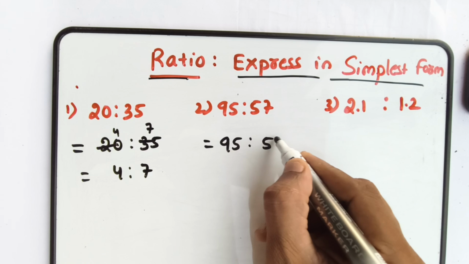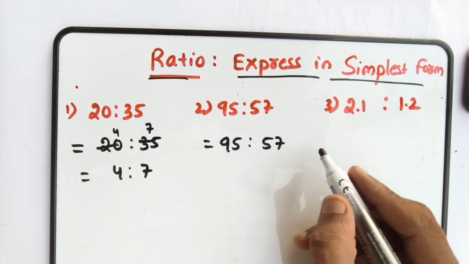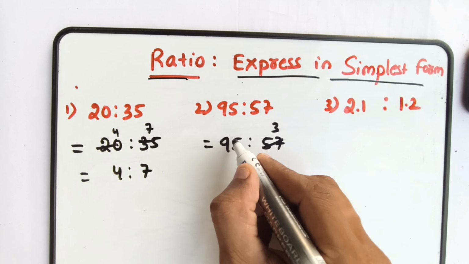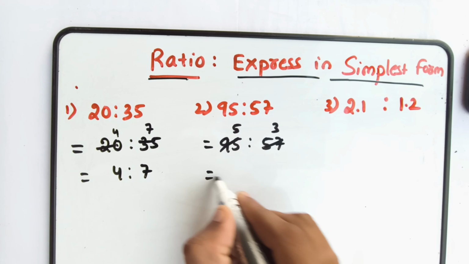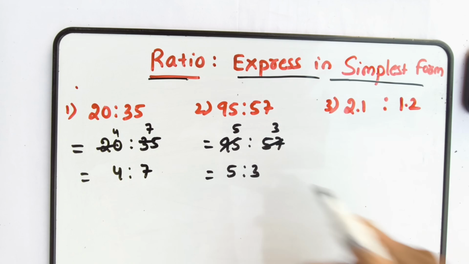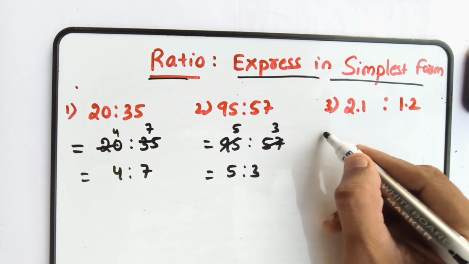95 ratio 57. We have to divide this. 19 3s are 57, 19 5s are 95. 5 ratio 3.